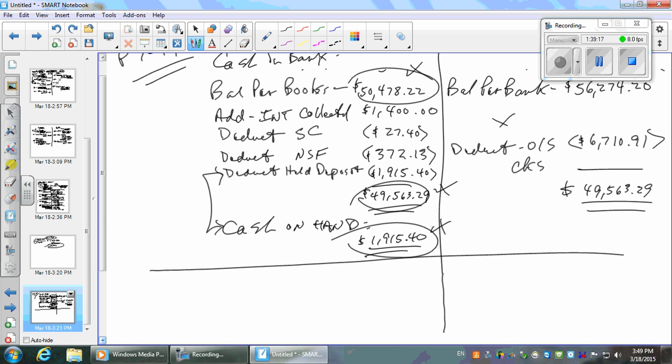I think I would credit cash. I'm going to credit cash in bank, whatever the account's called. I'm going to debit cash on hand. I'm going to credit interest revenue, assuming I haven't already accrued it. I'm going to debit service charge expense or miscellaneous expense, bank charge. And I'm going to debit accounts receivable. Yeah, 1, 2, 3, 4, 5. Ta-da!